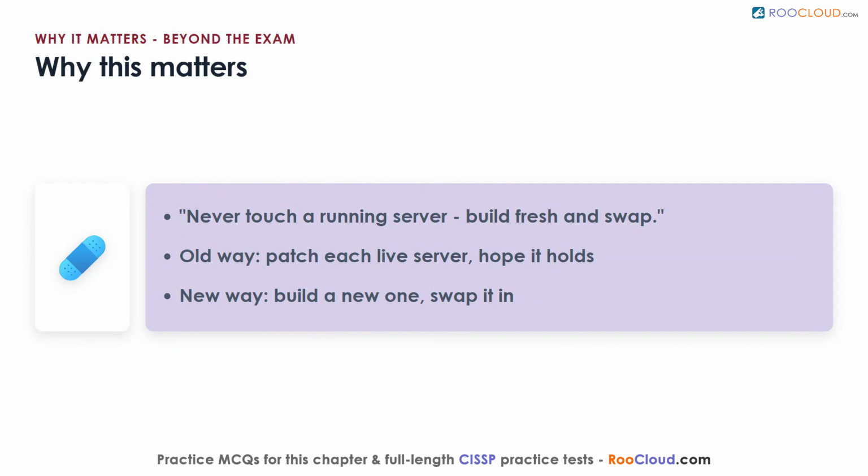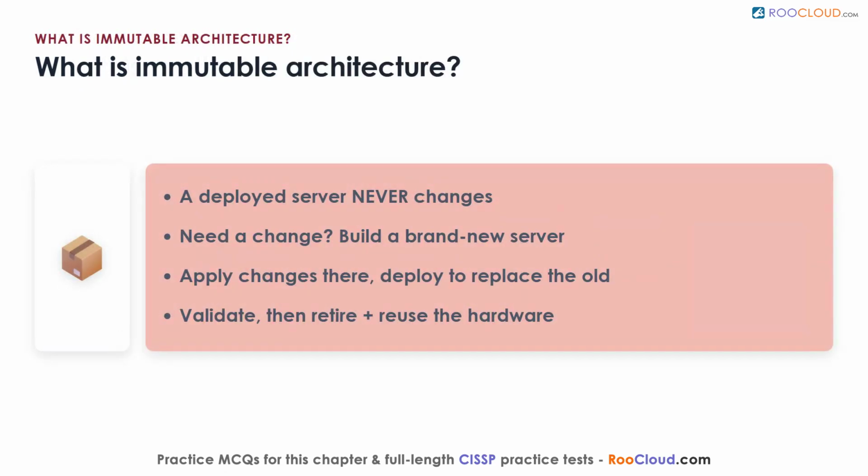Picture a fleet of web servers behind a load balancer. In the old way, you would log in and patch each one live, hoping nothing breaks. In the immutable way, you never touch a running server. You build a fresh one and swap it in. When you understand this, you can deploy changes that are predictable and clean, with far less risk of a mystery outage.